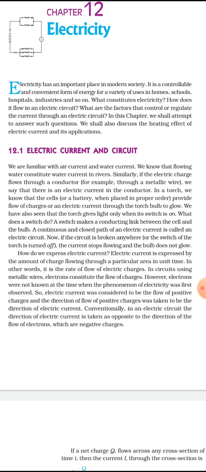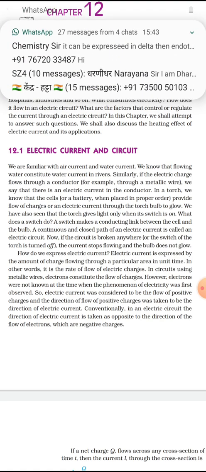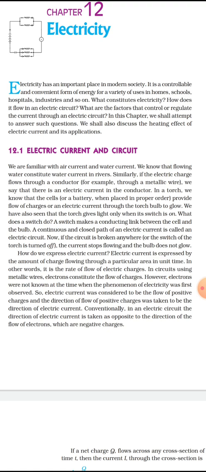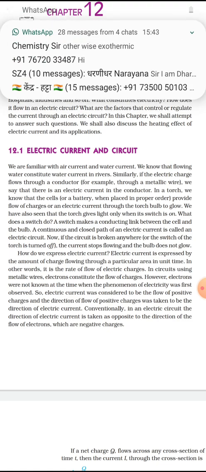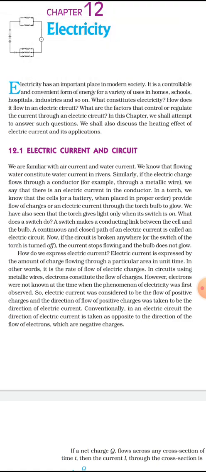Similarly, if electric charge flows through a conductor, for example a metallic wire, we say that there is an electric current in the conductor. Means if you take any metallic wire or metallic rod and pass some electric charge through it, we will say that electric current is flowing through the conductor.